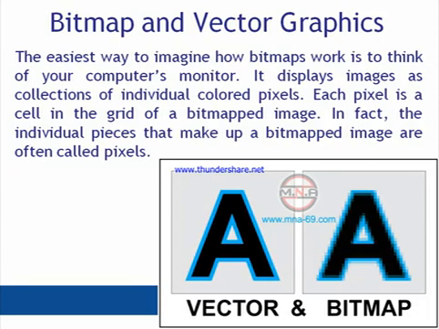The easiest way to imagine how bitmaps work is to think of your computer's monitor. It displays images as a collection of individual colored pixels. Each pixel is a cell in the grid of a bitmapped image. In fact, the individual pieces that make a bitmap image are often called pixels. In this diagram, you can easily see the difference between a vector image and a bitmap image.